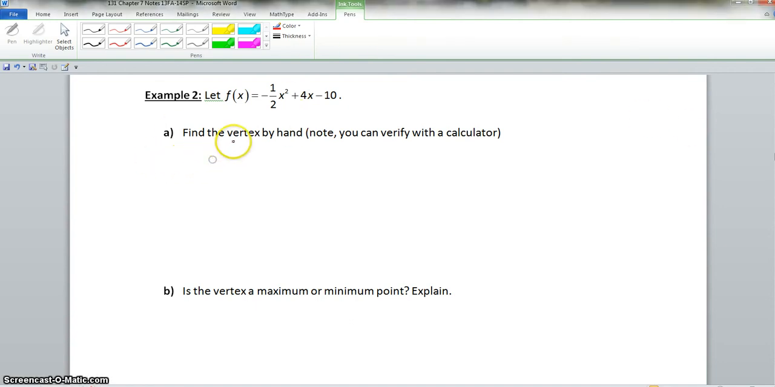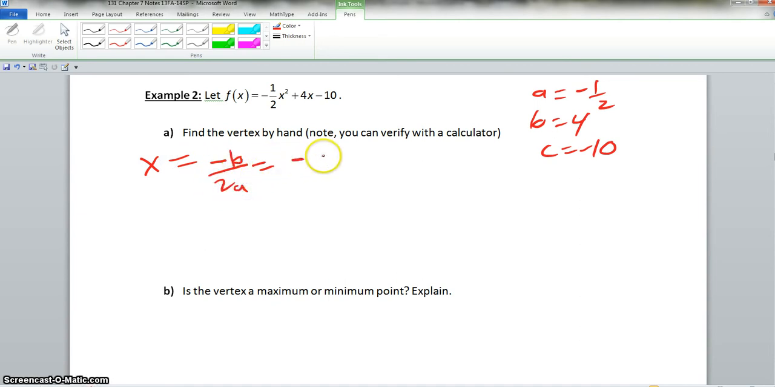So, we know here that a is negative 1/2, b is 4, and c is negative 10. Now, what we would do is x equals negative b over 2a. And we know b here is 4, so it'd be the opposite of 4, all over 2 times negative 1/2. So we have negative 4. 2 times negative 1/2 we know is negative 1. So our final answer here is 4 for x.